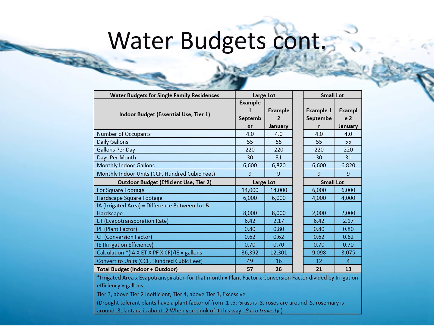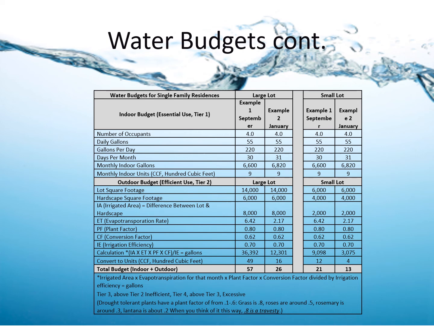So that means in September, this landscape gets 49 units of water for outdoor irrigation. Again, we don't know if it's outdoor or indoor. So we're going to take outdoor irrigation units and add it to monthly indoor units, which is 9. That's our indoor budget. And the total budget is 57 units for September for this property on a large lot.